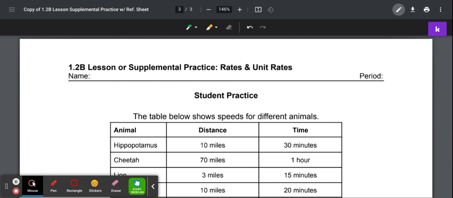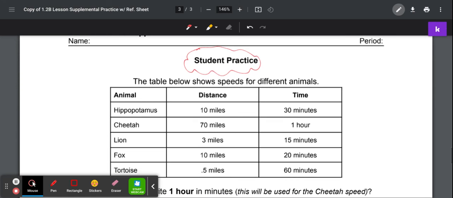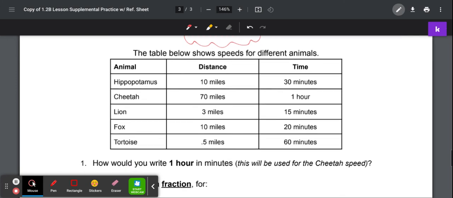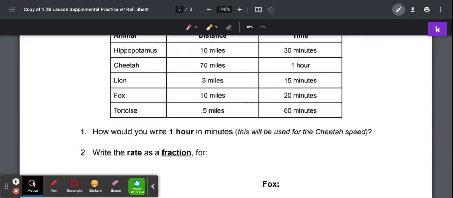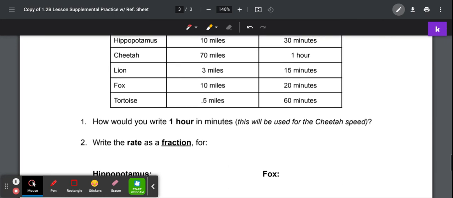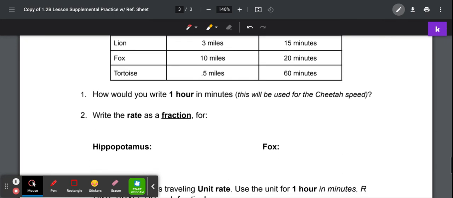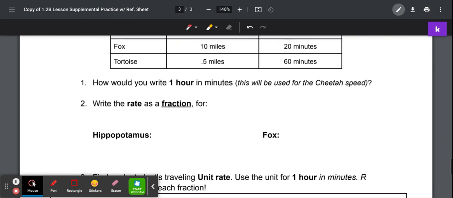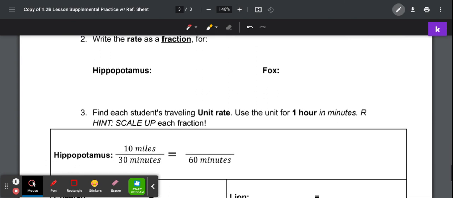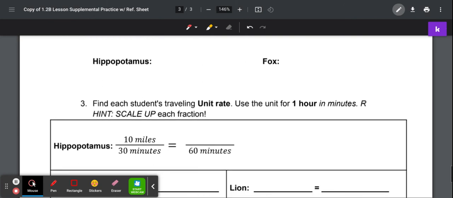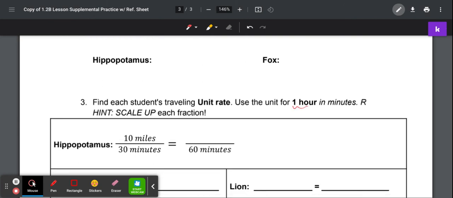So now for homework, you're going to do the page that says student practice. You're going to complete that. And you're going to use the table for the speeds for different animals. You're going to write each of these speeds as a rate. So miles to minutes. Okay, so you're going to write the rates as a fraction for the hippopotamus and the fox. Then you're going to go through and find the unit rate. So figure out how many miles these animals can travel in 1 hour. And remember that 1 hour is 60 minutes.